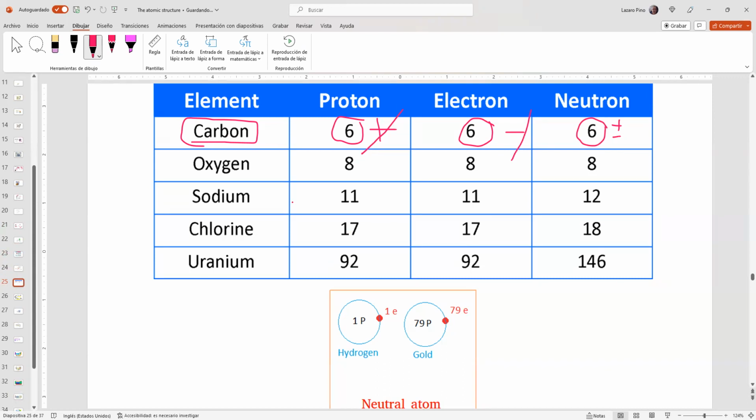You can see that oxygen has 8 protons, positive charges, and 8 electrons, negative. Sodium, 11 positive charges and 11 negative charges. Chlorine, 17 and 17, and uranium, 92 and 92. Then the conclusion: the atom is neutral. Why? Because the atom has the same number of protons in the nucleus as electrons.